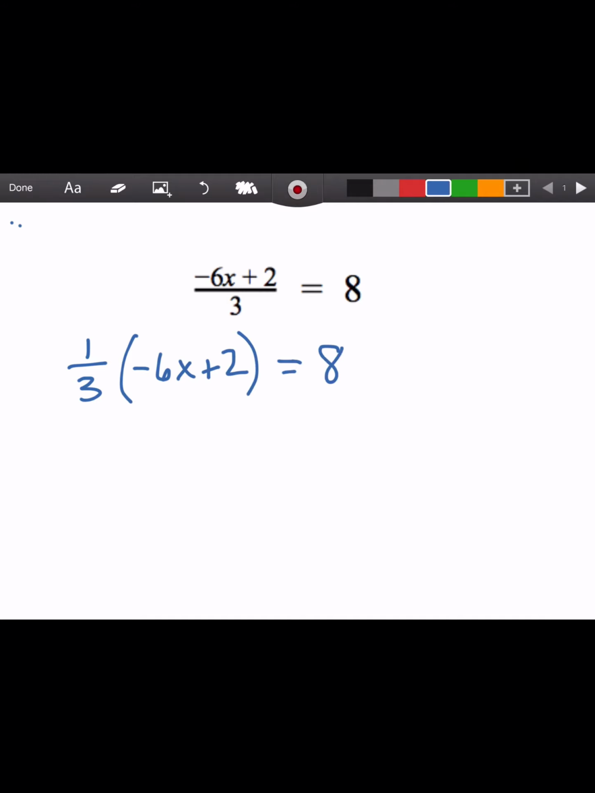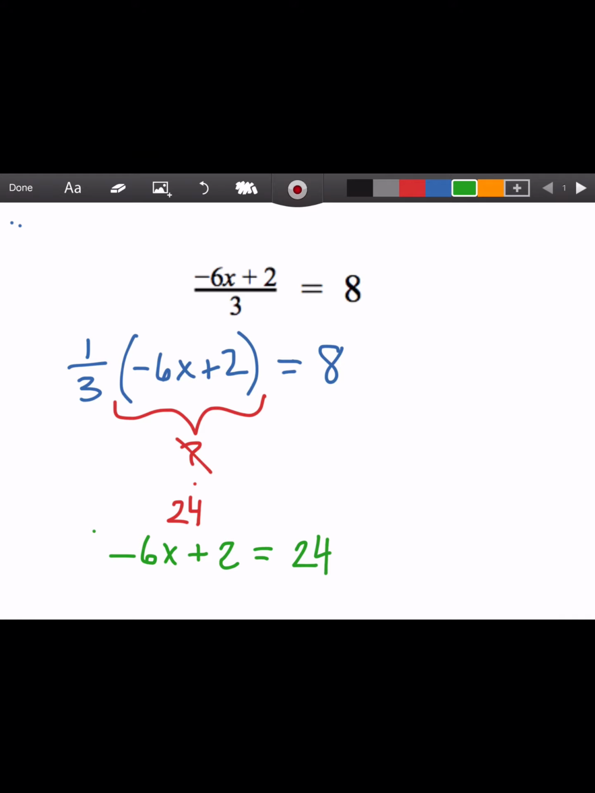So when we look at it like this, we can think about a third of something is equal to 8. So we have to think about what a third of would be 8. And hopefully we know that a third of 24 is equal to 8. So when we work on solving this problem, we need to recognize that negative 6x plus 2 has to be equal to 24, because when I take a third of it, I'll get 8.